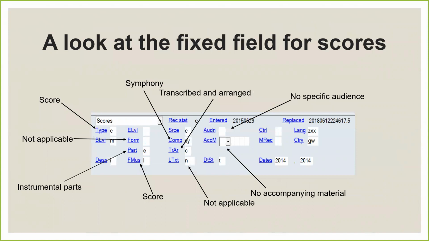Even though the fixed fields for scores look very similar to the options for audio recordings, the information coded in type makes this a bibliographic record for a score. When cataloging a score, the use of form of composition, music parts, format of music, and transposition and arrangement play an important part. The literary text will always be N since this is not an audio recording. However, you could have an accompanying material, and it could be an alternate form of item such as large print or electronic.